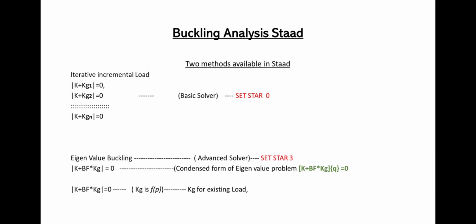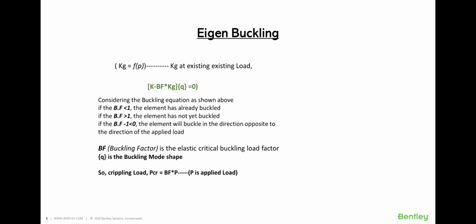Here you could see a vector Q. This vector represents the unknown mode shapes. So directly in a single go, by this eigenvalue buckling solver, you could get the buckling factor and its corresponding mode shapes. So after STAAD has solved the eigenvalue problem, we get the buckling factor and the Q vector, which is the buckling mode shape.